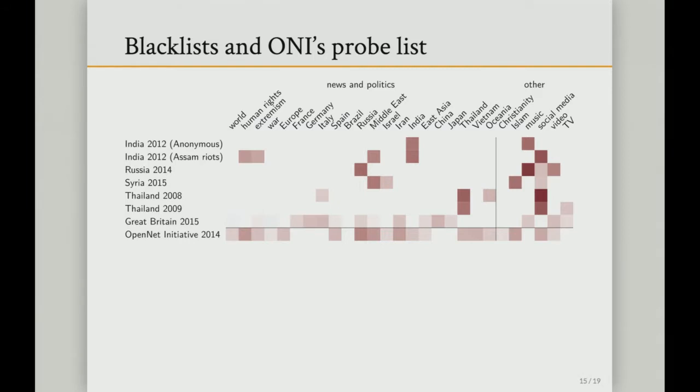And on the far right, we can also see that ONI may be underestimating the amount of censorship related to social media. There's lots of evidence that authoritarian governments treat social media as a primary threat, so that's maybe a mistake. And we also see more entertainment topics like music and video and TV in the blacklists than ONI anticipates.